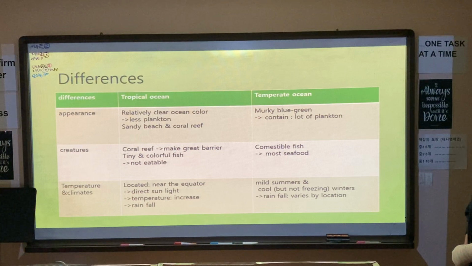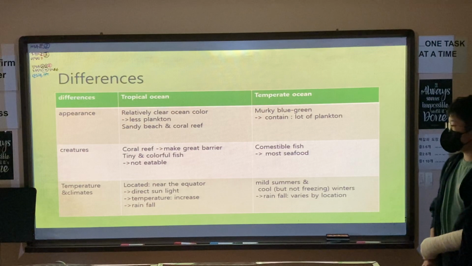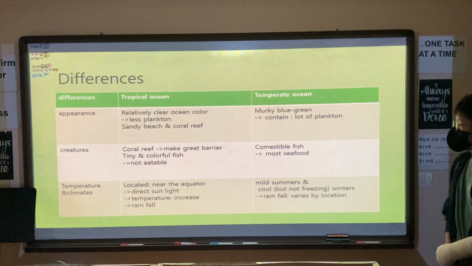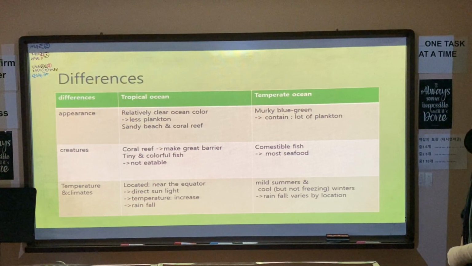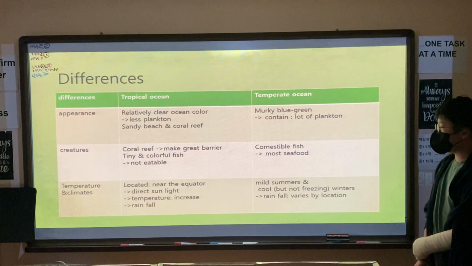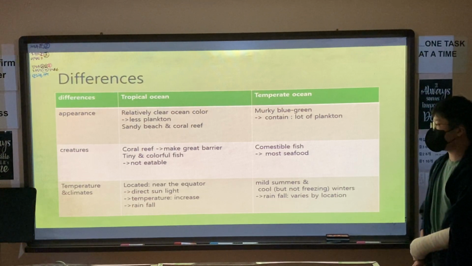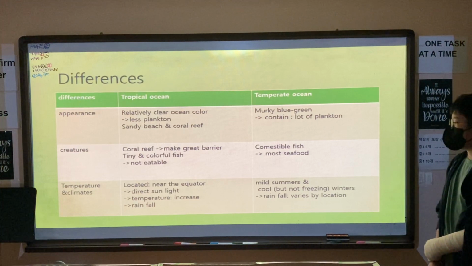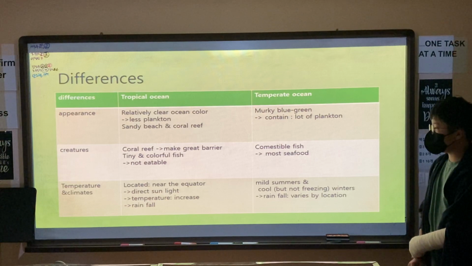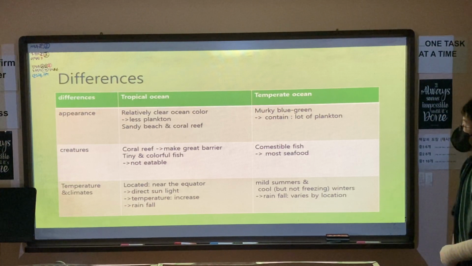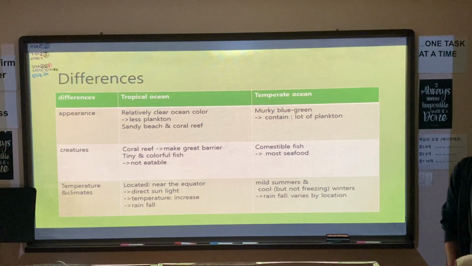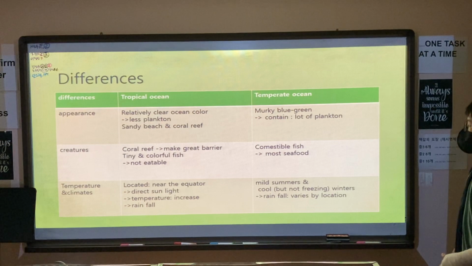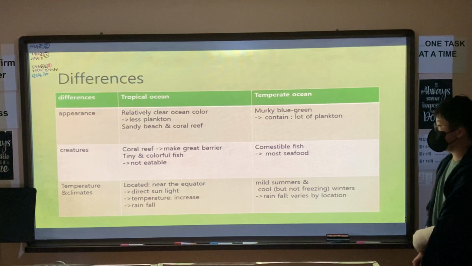The second difference is the living creatures in the ocean. Tropical oceans have many coral reefs, so they make a great barrier. Also, they contain tiny and colorful fish, but they are not eatable. Temperate oceans have comestible fish, so most of the seafood we eat is from the temperate ocean.